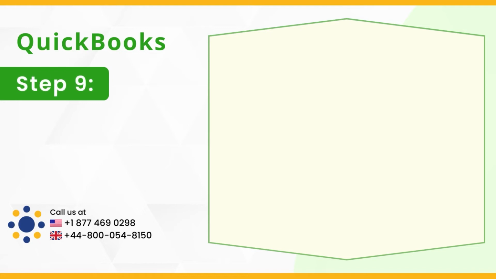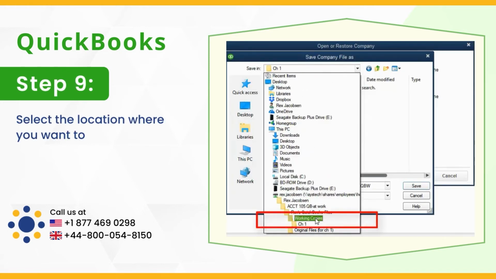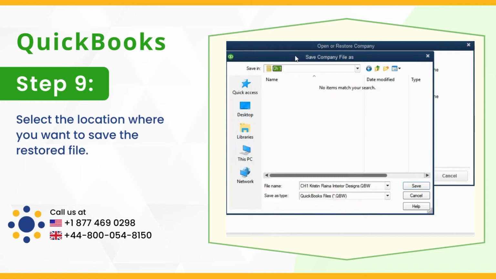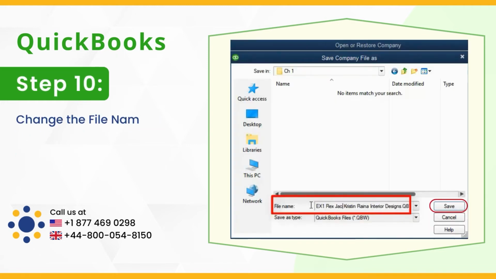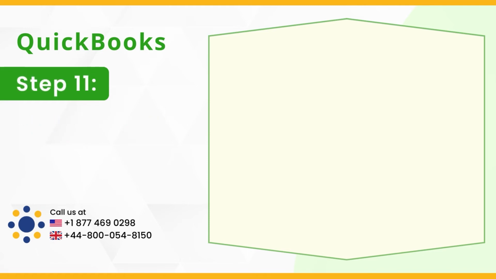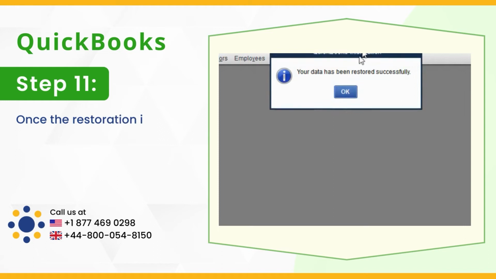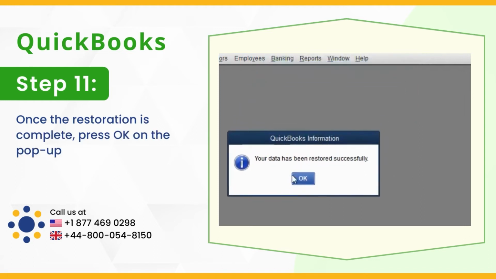Step 9. Select the location where you want to save the restored file. Step 10. Change the file name and click on Save. Step 11. Once the restoration is complete, press OK on the pop-up window.